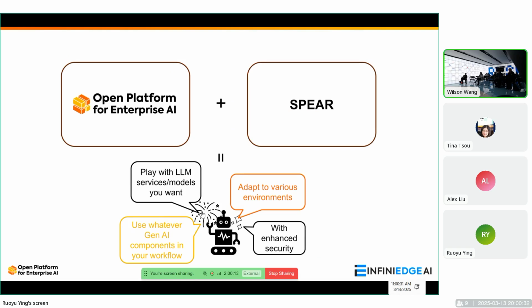And if you want to have a complicated AI workflow, that's fine. Choose any of the AI components available inside OPEA and integrate them into the workflow so that you can have a more complicated AI agent. And the fourth thing I think is the security.